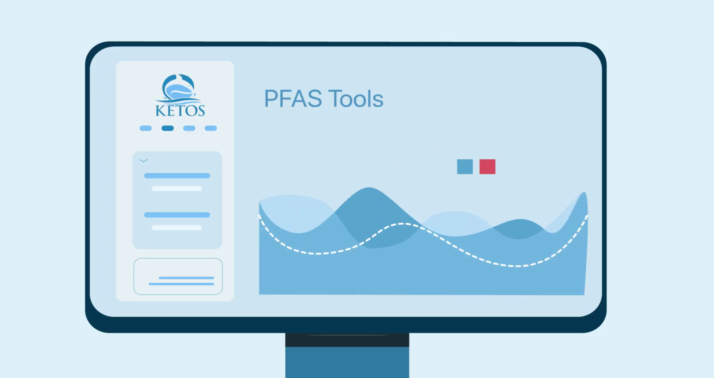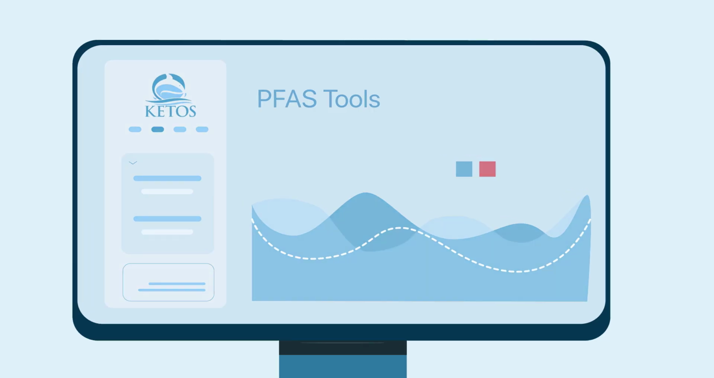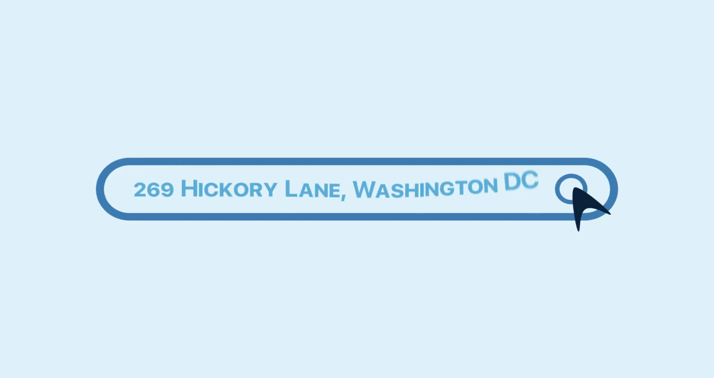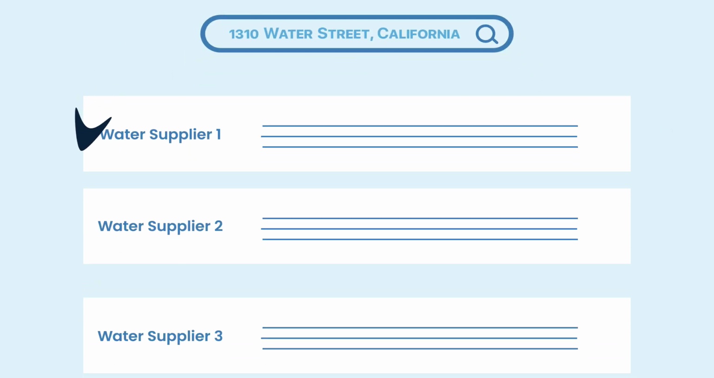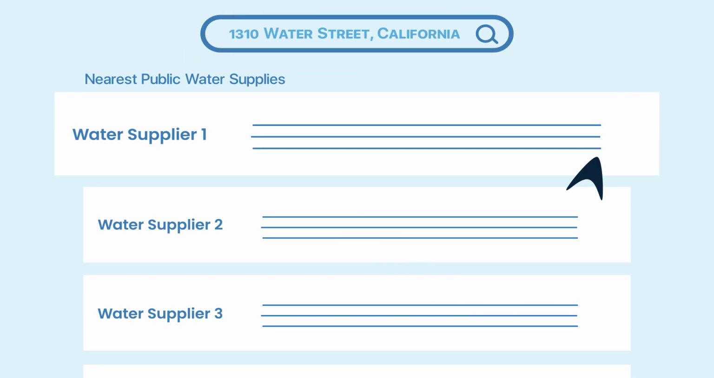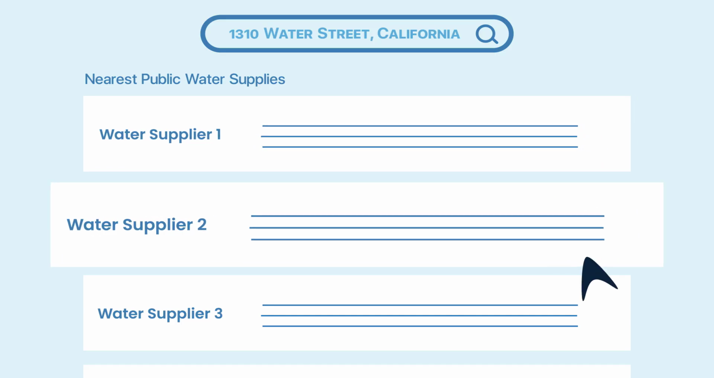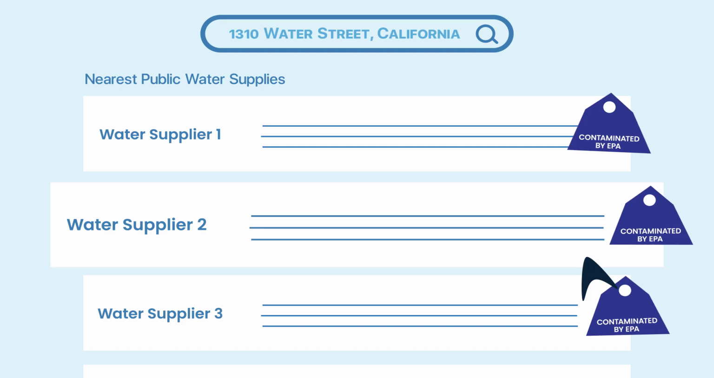Here's how to use our PFaaS tool to find out which areas may be at risk of PFaaS contamination. On the top right of the screen, you'll find a search box where you can enter a city name, address, or any other location that you may be interested in. Hit the return button. The PFaaS tool will show a list of the nearest public water supplies, or PWS, nearby that were sampled and tagged as contaminated by the EPA.